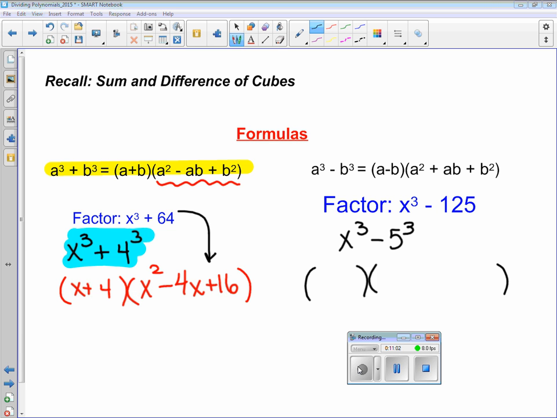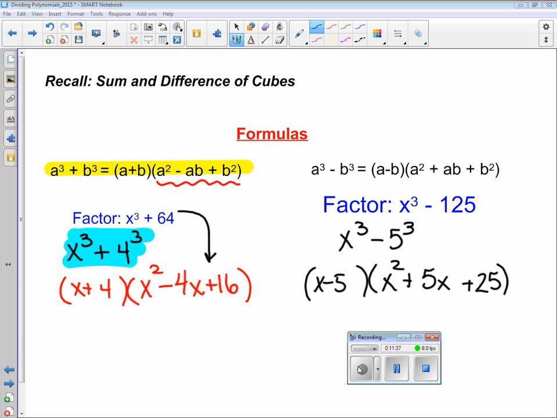So what is my first factor here? No. Close though. It's x minus 5. Okay, very good. So x minus 5. The first factor has the same sign as the original. Now, my second factor is just going to be x squared plus something and plus something else, just because that's what the pattern tells me. The middle one is just going to be a times b, which is going to be what? 5x. Very good. And then the last one's going to be 25, 5 squared. Excellent. Good. And that's it.